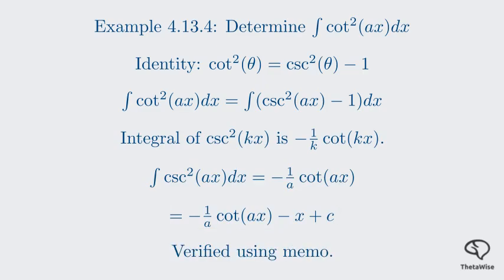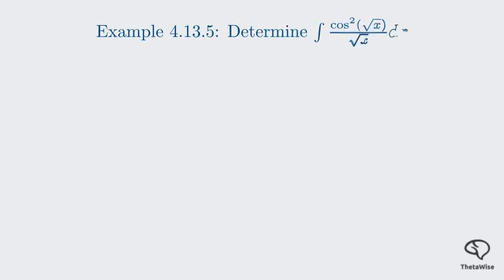For our final example in this section, we have a problem that requires both an identity and a substitution. The problem is to determine the integral of cosine squared of the square root of x, all divided by the square root of x. This doesn't look like our standard forms. Let's start with a u substitution. A good strategy is to set u equal to the inner function, which is the square root of x. Let's define our substitution. We let u equal the square root of x.